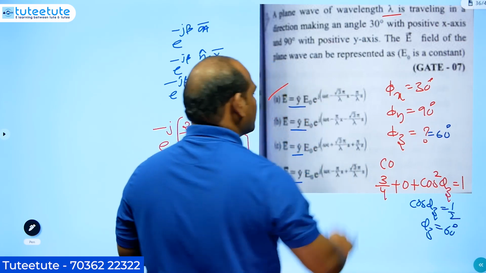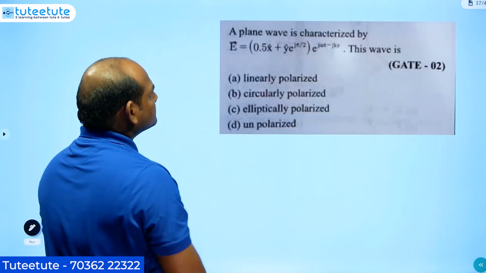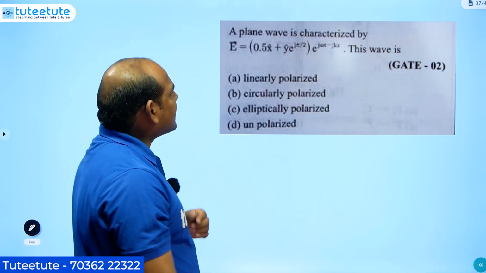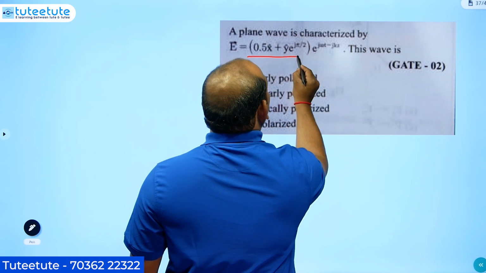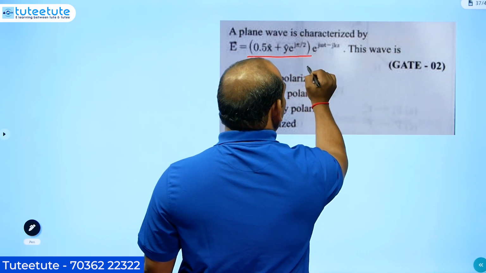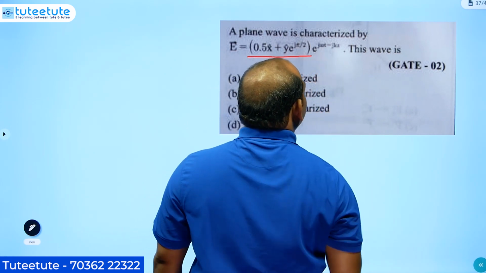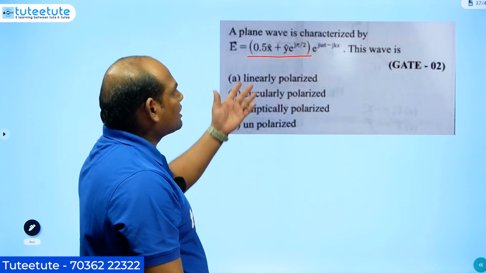So option A is the correct option. Okay, then a plane wave is characterized by E bar is equal to (0.5 x cap plus y cap) into e power j pi by 2, e power j(omega t minus kz). What type of polarization does this wave have?